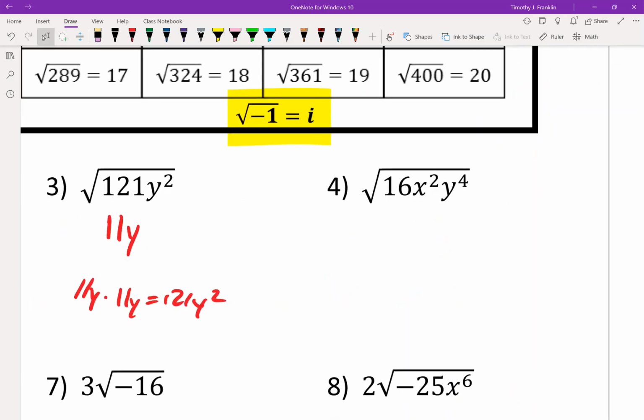Same thing with number 4, just go piece by piece. So 16, that is 4. 4 times 4 is 16. And then just divide these exponents by 2. So we get x to the first, y to the second.